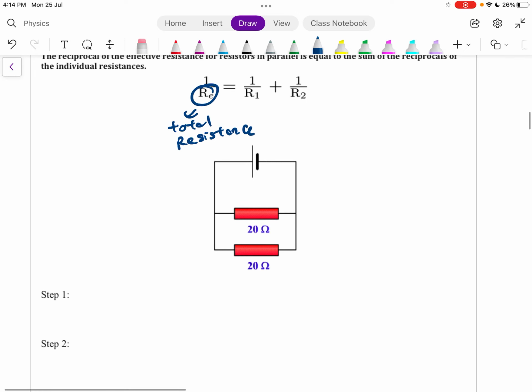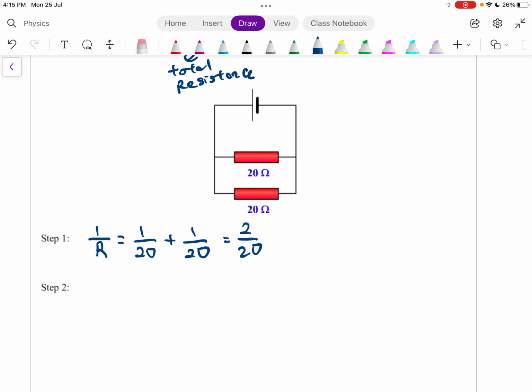For example, step 1, I need to use 1 over R is equal to 1 over 20 plus 1 over 20. Of course, it's equal to 2 over 20. The next step will be to flip it. So step 2 is to flip the whole fraction. Since you flip it, the total resistance R is equal to 20 divided by 2, which is equal to 10 ohm. So in this case, you have calculated the total resistance.